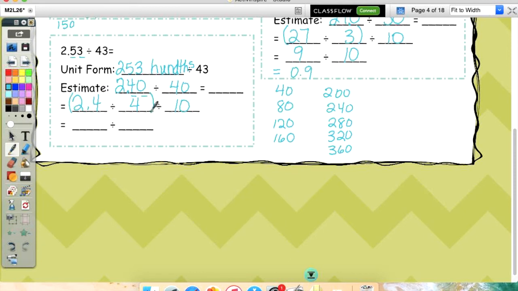Okay. So here's how I do this. In my head, this is what I say. 24 divided by 4 equals 6. What place value did I start with? So it has to be 6/10. Okay? 6/10 divided by 10. Hundreds.